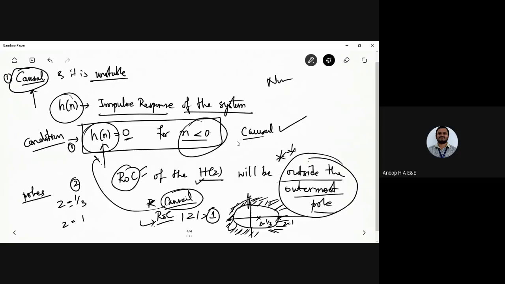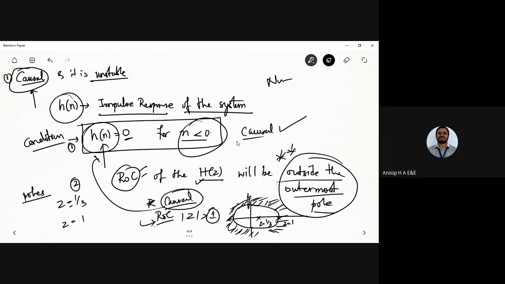Okay, so in the given problem they will specifically say that for a given system, H of z is said to be causal. Then determine the region of convergence. You need to take the outside of the outermost pole for the system to be a causal system. That's the reason I say it is a causal system.